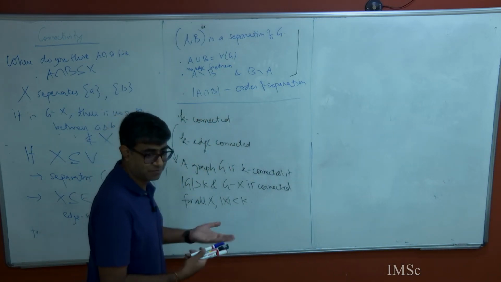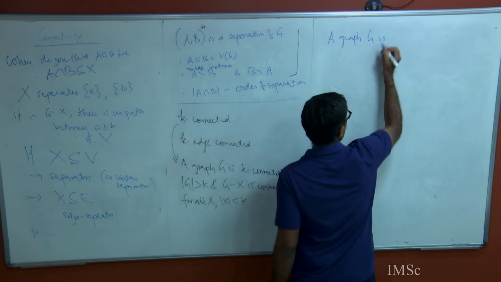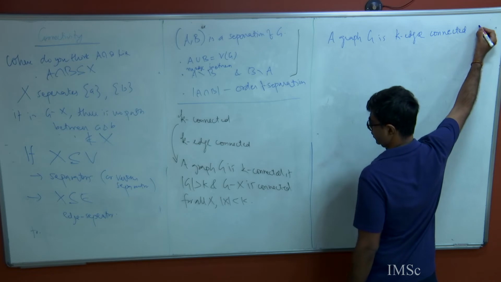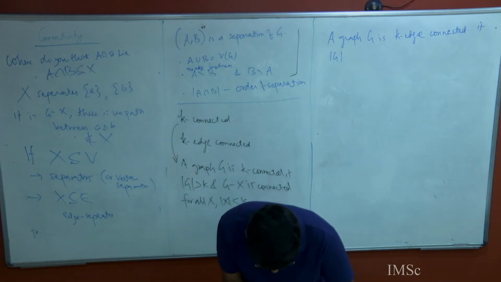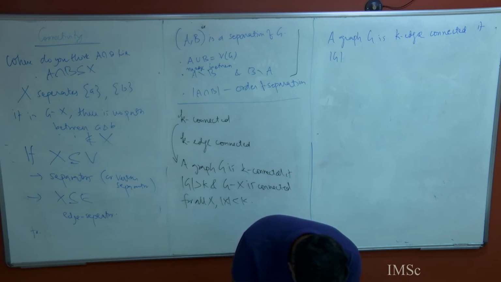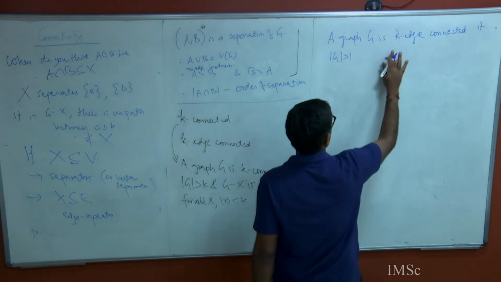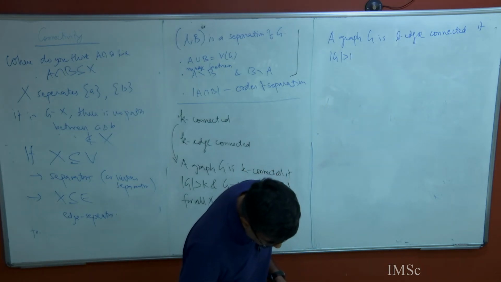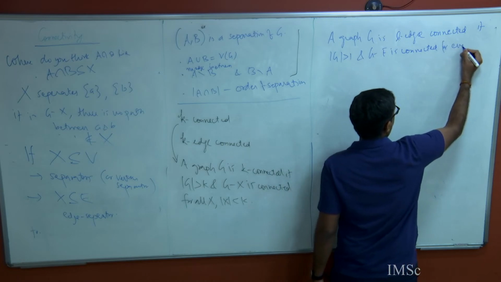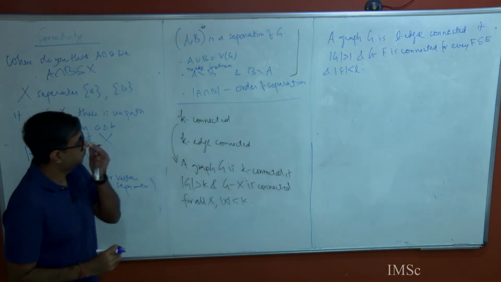So why did I bring this up? Because look at this, the edge version of this question. What is the edge version of this question? We'll say a graph G is L-edge connected if the cardinality of G is more than L and G minus F is connected for every F subset of E. Same definition, right?